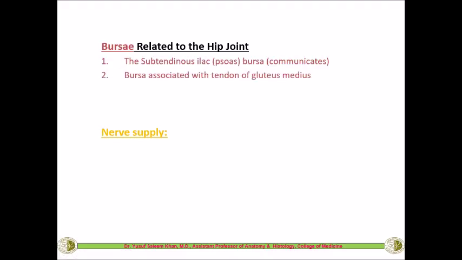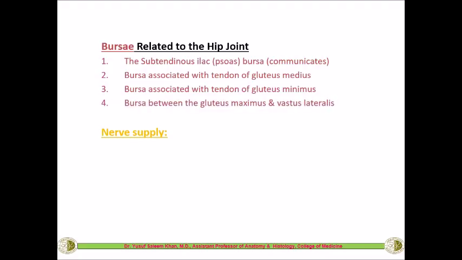Then there is a bursa just below the gluteus medius. Then there is also a bursa below the gluteus minimus, as well as a bursa between the gluteus maximus and the vastus lateralis. All these bursas will prevent friction and allow smooth movement at the joints. Okay, so these are some of the important bursas present near the hip joint.